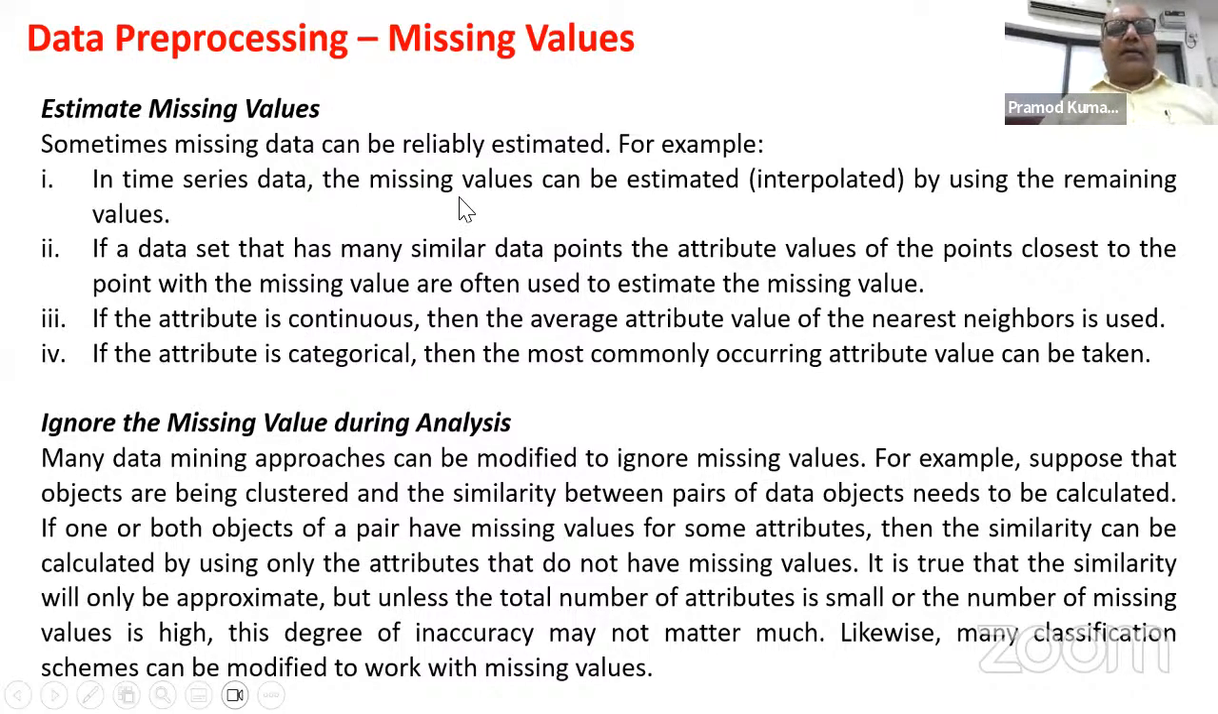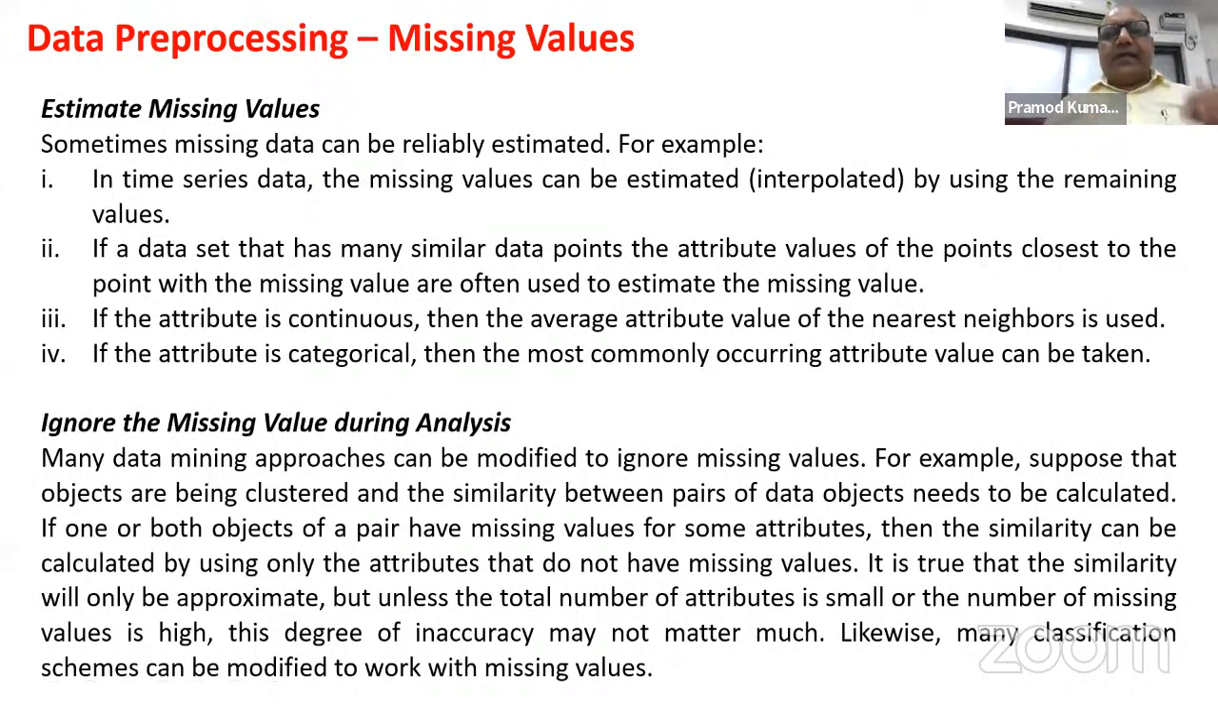In time series data, the missing values can be estimated or interpolated by using the remaining values. Obviously, if it is time series data, you can use any interpolation method that you have studied in numerical methods and analysis to find out the approximate value. Interpolation, extrapolation, you must have studied. So you can use the interpolation method to find the most probable value if it's time series data. If a data set has many similar data points, the attribute value of the points closest to the point with the missing value is often used to estimate the missing value.